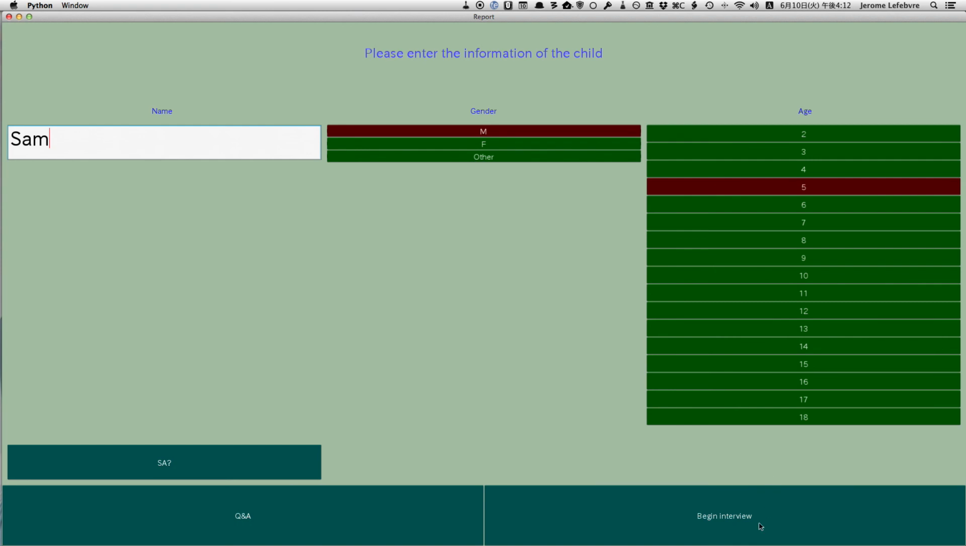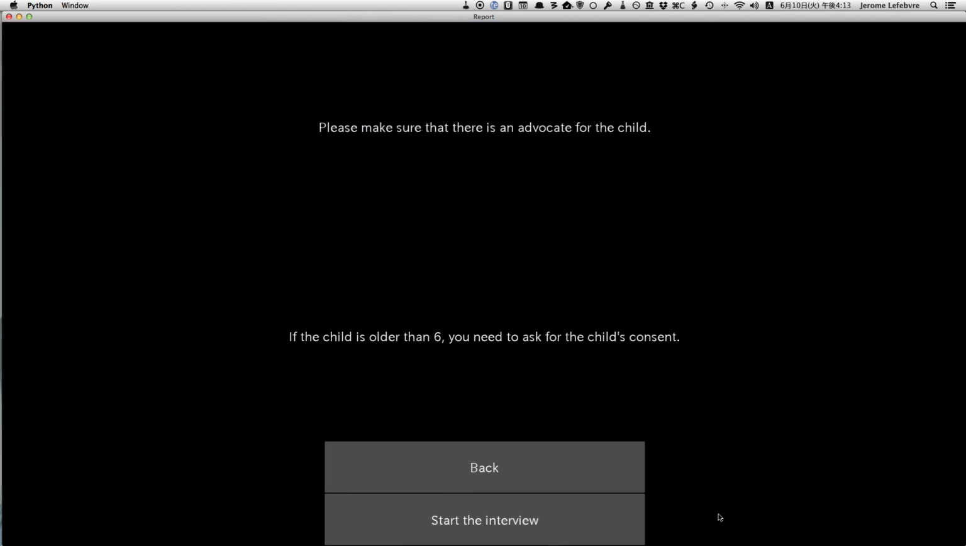Once I have recorded this basic information, I would just start the interview. At the very beginning, the application warns the interviewer that there are basic needs that need to be fulfilled to do this interview. In particular, there should be an advocate for the child. So if a doctor is doing the interview, maybe a nurse can also come and only look after the needs of the child and not the needs of the interviewer. We always want to put the child first and make sure that the child is comfortable throughout the interview.